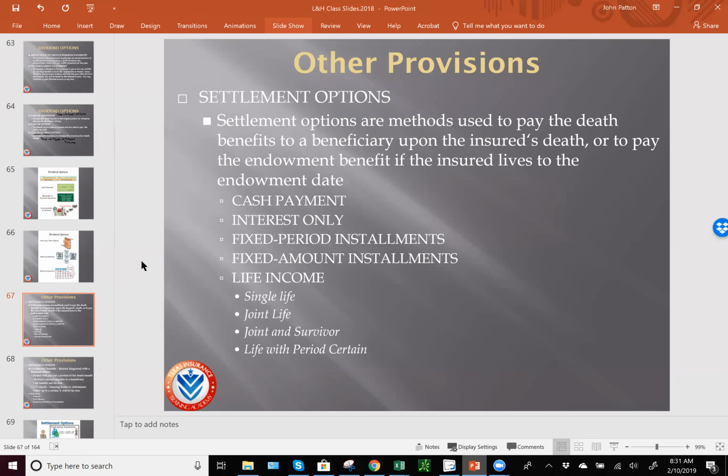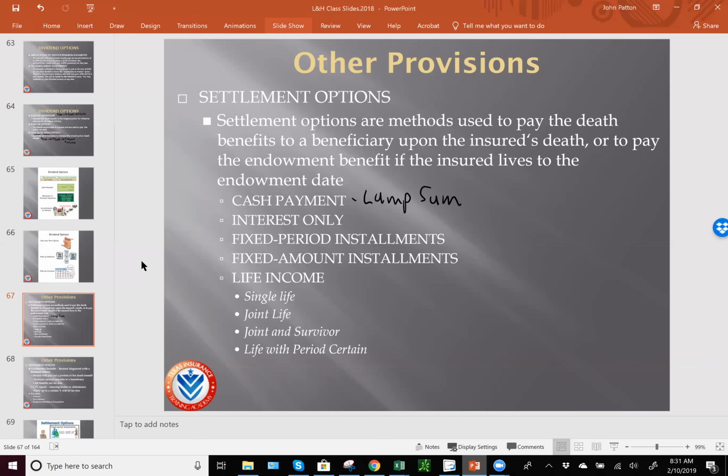Now, settlement options are all about the death benefit of a policy, how that death benefit could be settled or taken by a beneficiary. A settlement option could be chosen by the insured when they take the policy out, but if they don't choose one, then the beneficiary can choose which one they want. These are very similar to our annuity options that we talked about a few chapters ago as far as the payout. This first one, though, is a cash payment. That is a lump sum payment to a beneficiary.